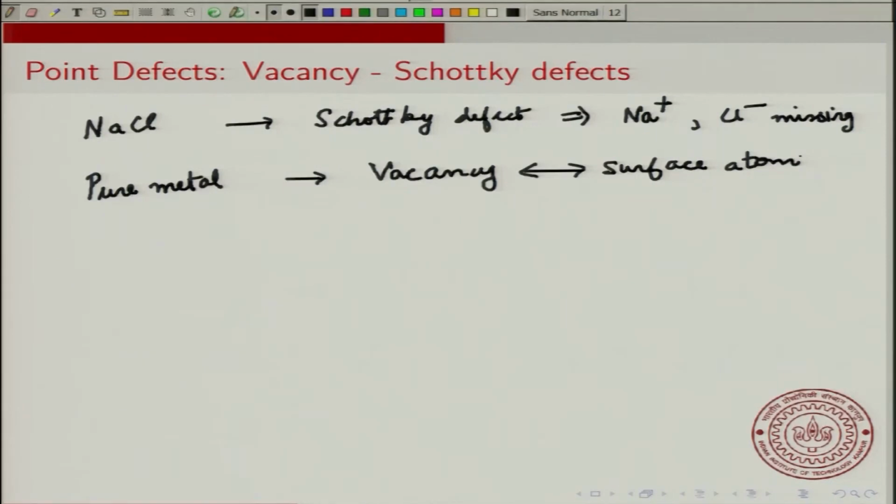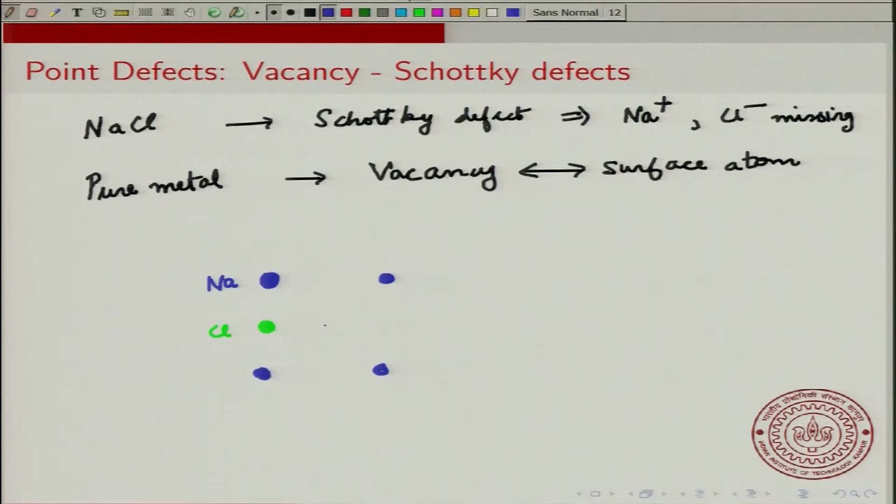Just to remind you, if I show the sodium atoms in blue and the chloride atoms in green, then sodium chloride has this rock salt structure, which you can think of as two interpenetrating FCC lattices.